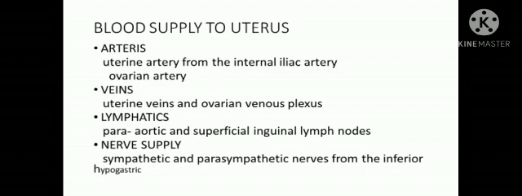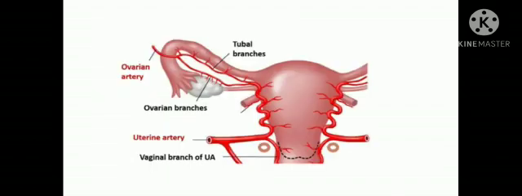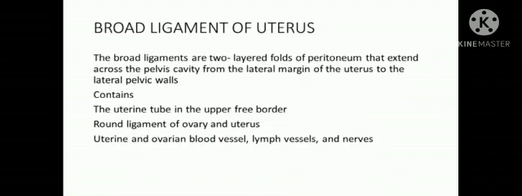Blood supply to the uterus: arteries, uterine artery from the internal iliac artery and ovarian artery. Veins, uterine veins and ovarian venous plexus. Lymphatics, para-aortic and superficial inguinal lymph nodes. Nerve supply: sympathetic and parasympathetic nerves from the inferior hypogastric plexus. Diagram shows uterine and ovarian artery, red colored.